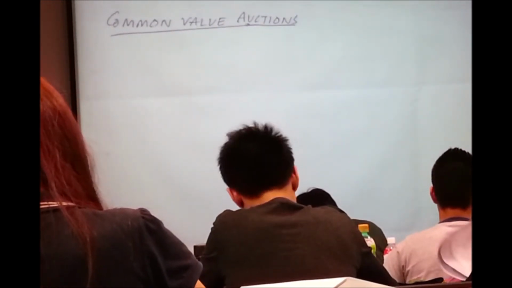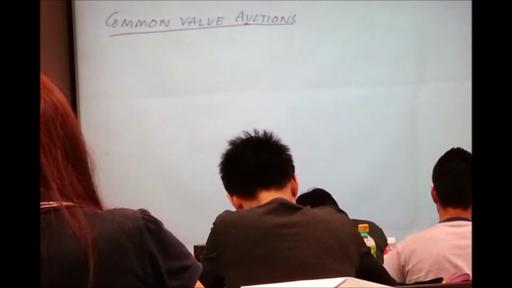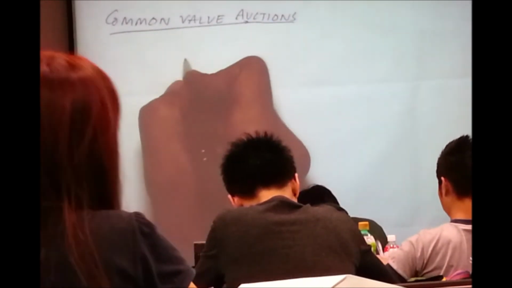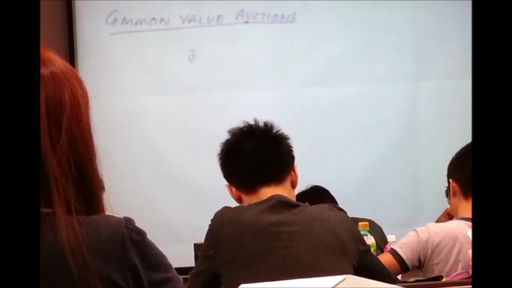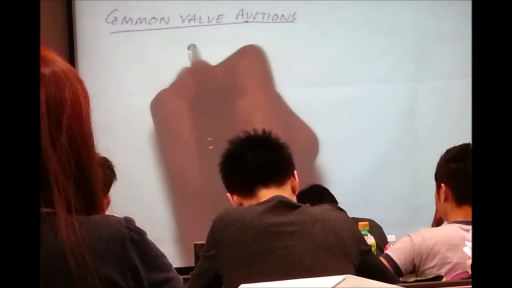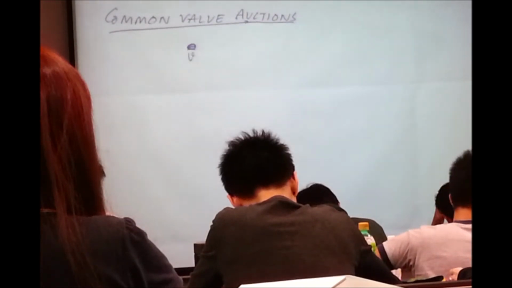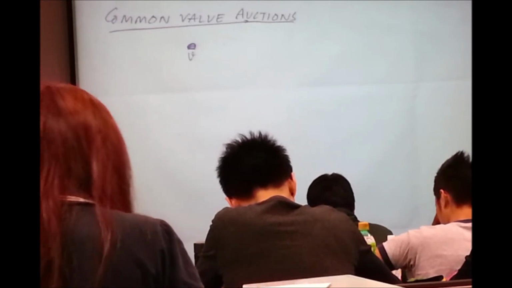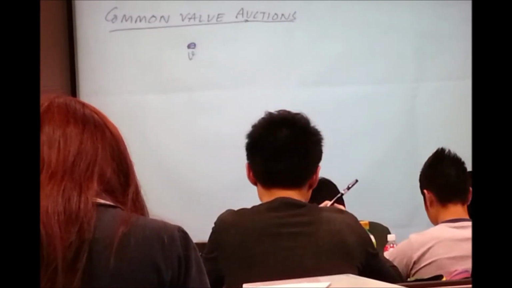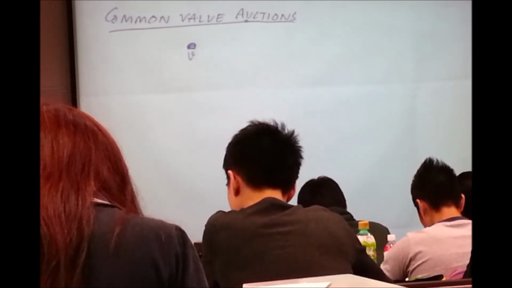Okay. Now, what is a common value auction? You will recall a common value auction is an auction where there is such a thing as the true value of the good being auctioned. Call it B. Remember the envelope with the money. There is such a thing as a true value. It does not vary from bidder to bidder. There is a true value.